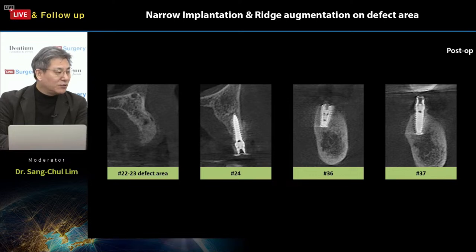As I mentioned before, the 22, 23 defect areas are filled with the osteogenic graft material, wrapping around this ridge with the collagen membrane too, a new version, and number 24 area installed with a tissue level implant with a small bone grafting. And number 36 installed very well with the bone level implant with the bone grafting on the buccal side. And number 37, the tissue level implant with a small bone grafting, connected with the healing cap. Very nice, well done.